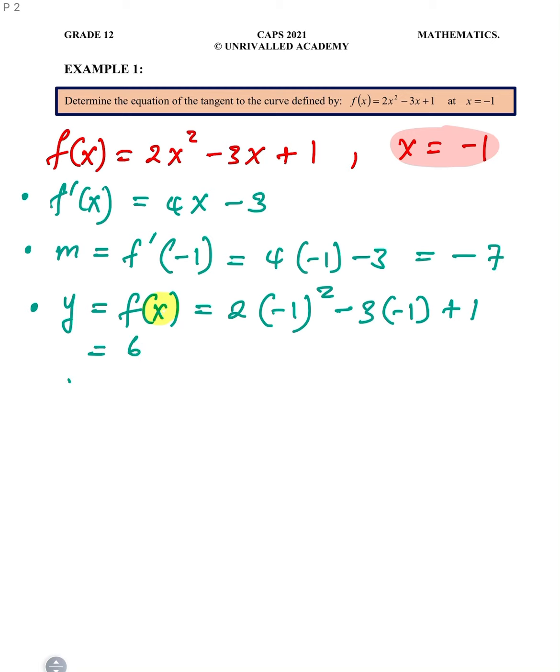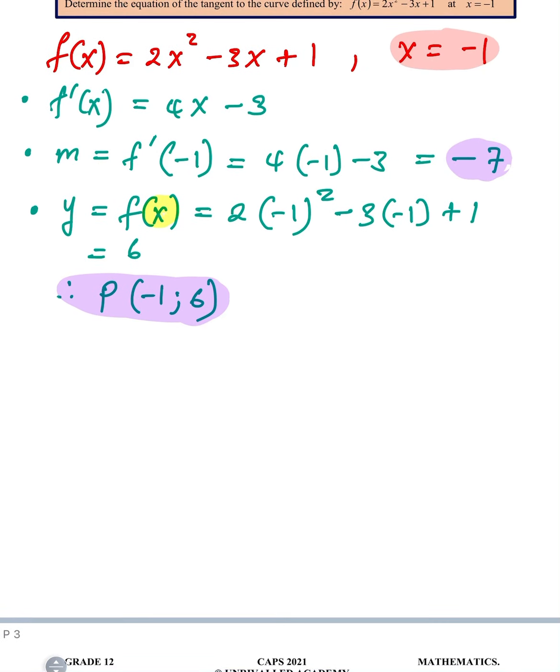So therefore, we have got the point P. The point P normally represents the contact point. In this case, it's what? It's -1, the x value, which we're given right there in the equation. It corresponds with +6. So this is a point. I'm going to highlight it for you. This is a point, beautiful people, and also this is a gradient.